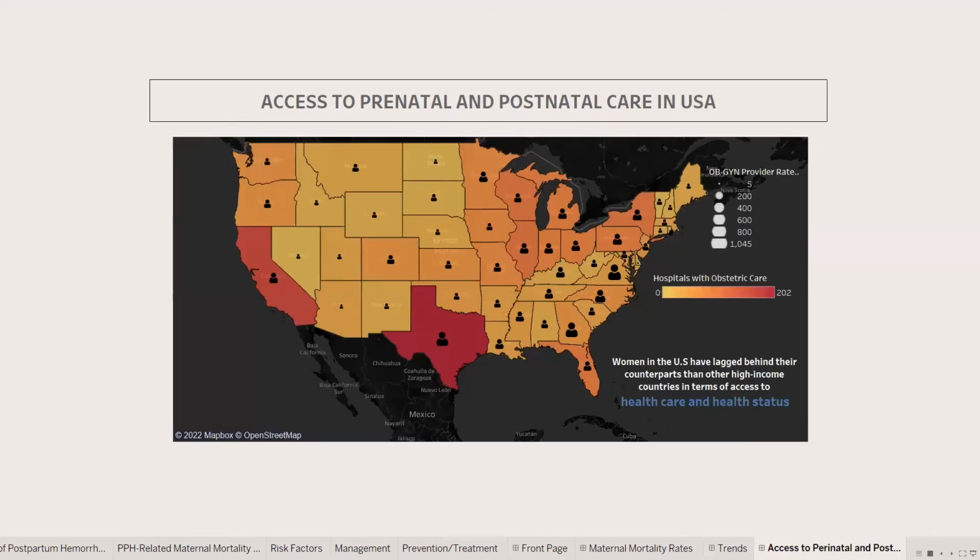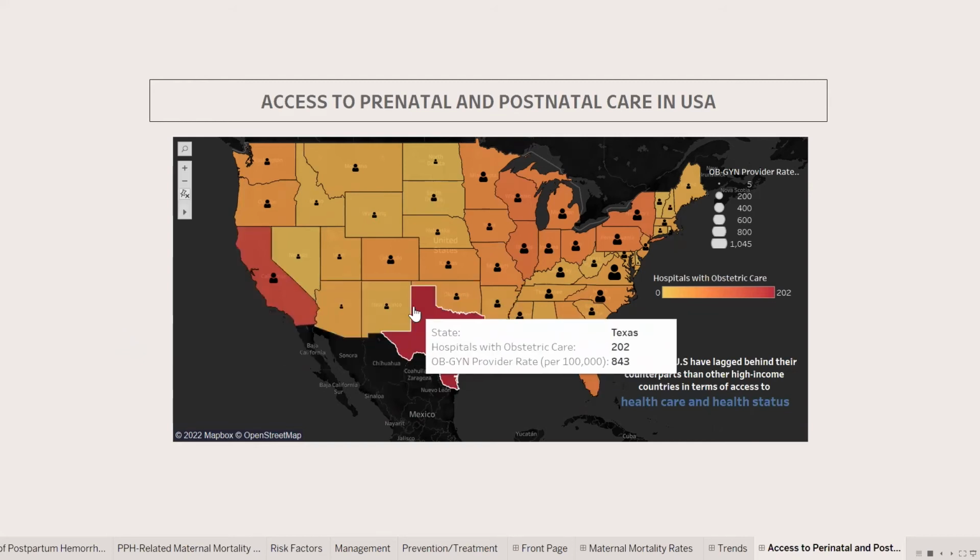So women in the US have lagged behind their counterparts in other high-income countries in terms of access to healthcare and health status. Health insurance and healthcare are critical before, during, and after pregnancy to identify and treat chronic health conditions and plan for a healthy pregnancy.